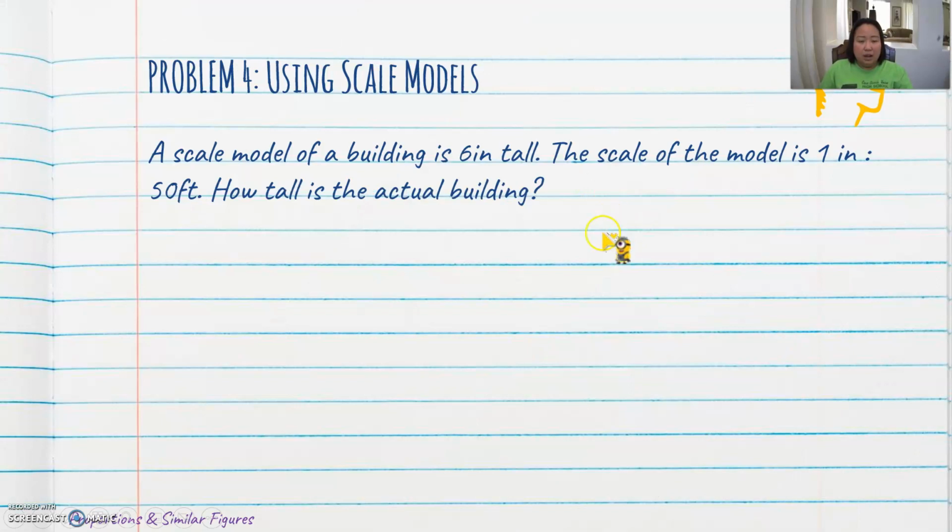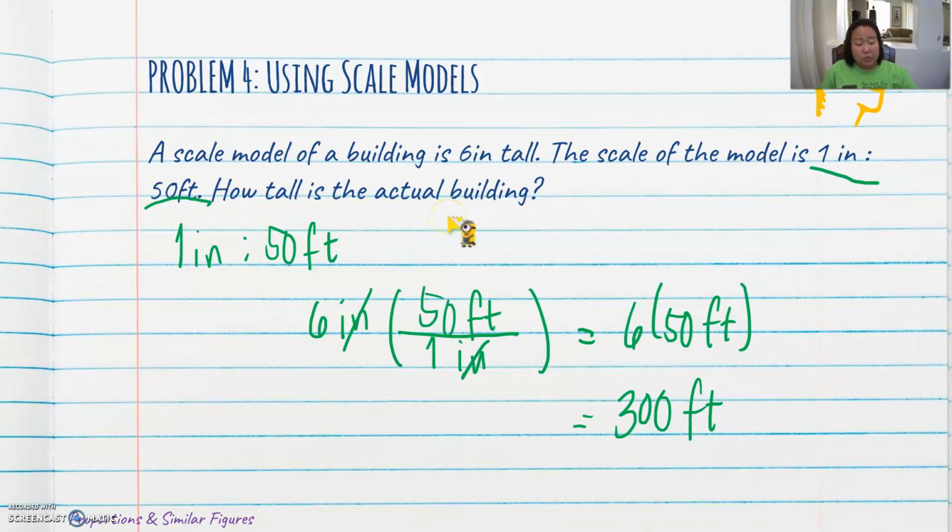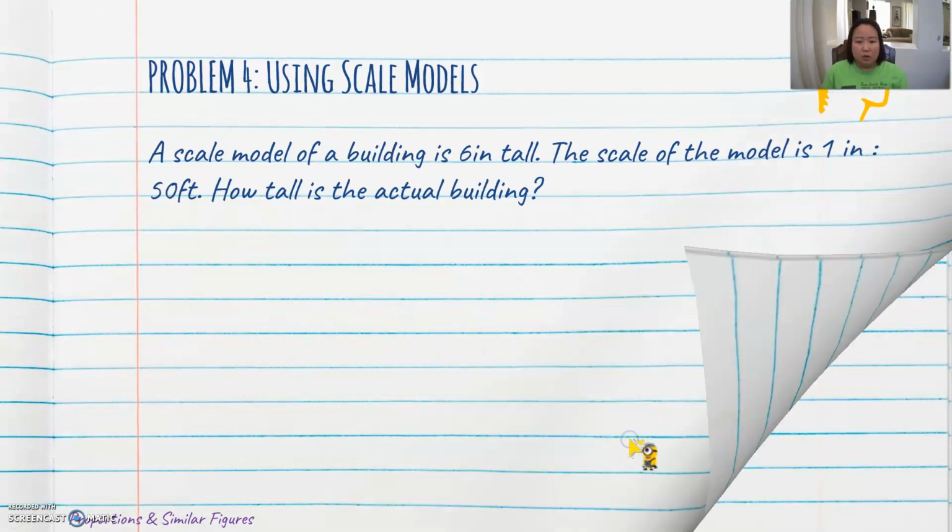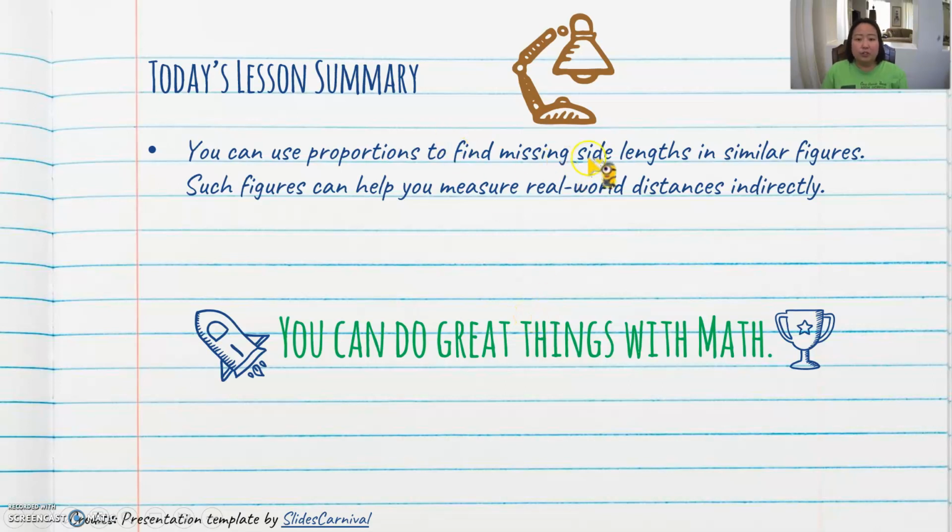Try this one out on your own. You have a scale model building, and 1 inch is to 50 feet. Go ahead, try this out on your own. For this case, we will not be using proportions. We will be using our scale, which is 1 inch is to 50 feet, and so we will use conversion. We can get the actual height of the building to be 300 feet. Okay. So to summarize, you can always use proportions to find missing side lengths if you have similar figures, and such figures can help you measure real-world distances indirectly. Thank you.